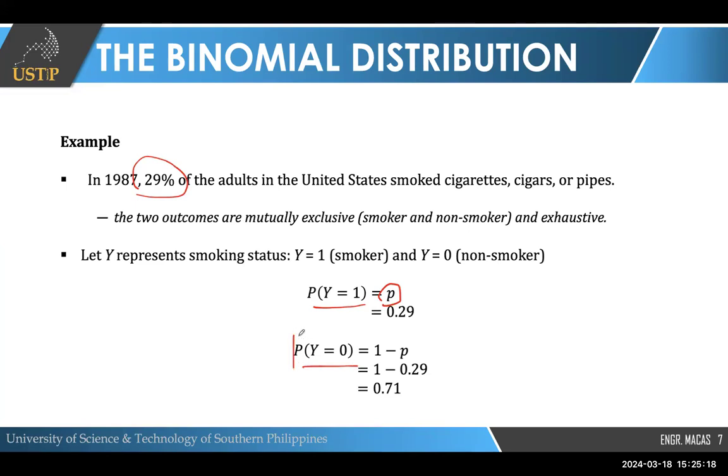So what is now the probability of y is equal to 0? Meaning, not a smoker. So all you have to do, because the outcomes are exhaustive, is apply what we learned: 1 minus the probability of a smoker. Because they are the only two outcomes. So 1 minus 0.29, that is 0.71. Meaning 71% of the adults are non-smokers. Okay? Actually, you don't even need to analyze it, right? If 29% of the adults are smokers, then the rest will be non-smokers, which is 71% of the adults.